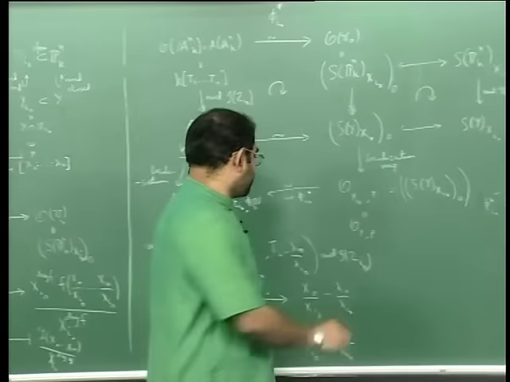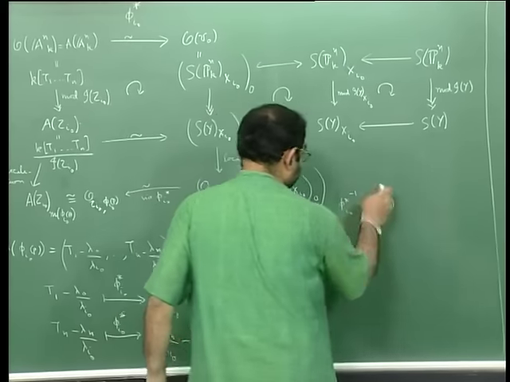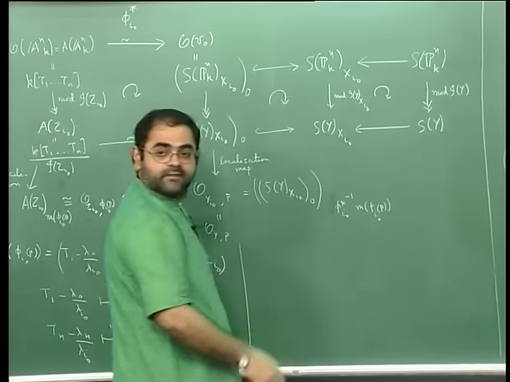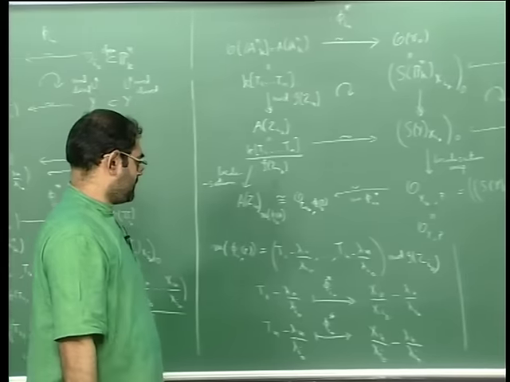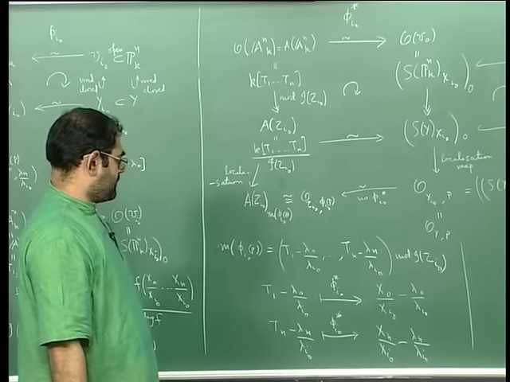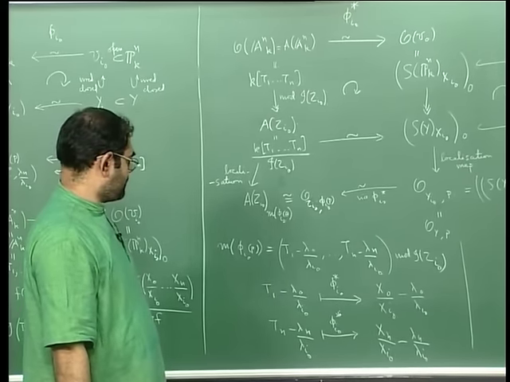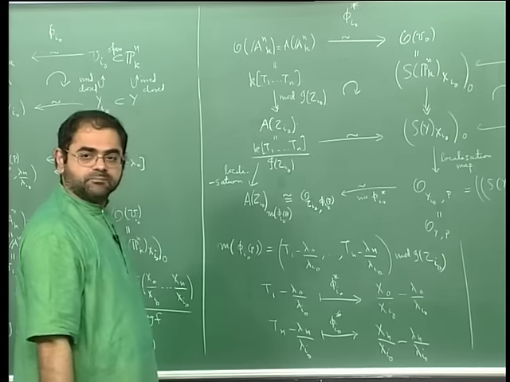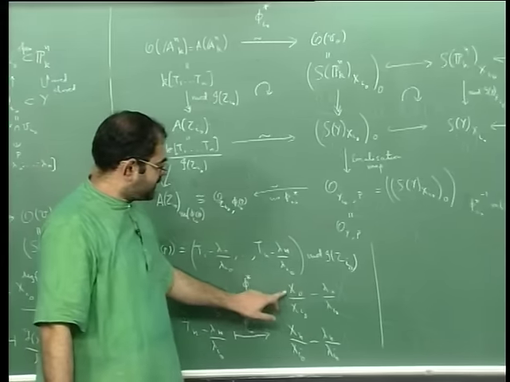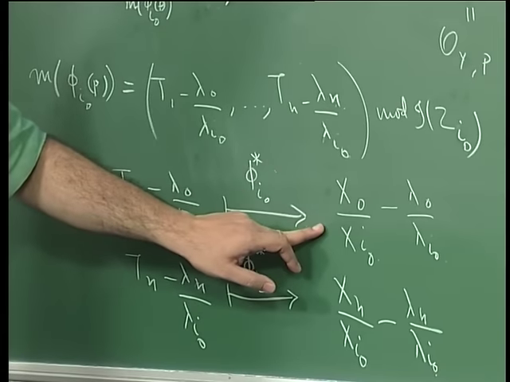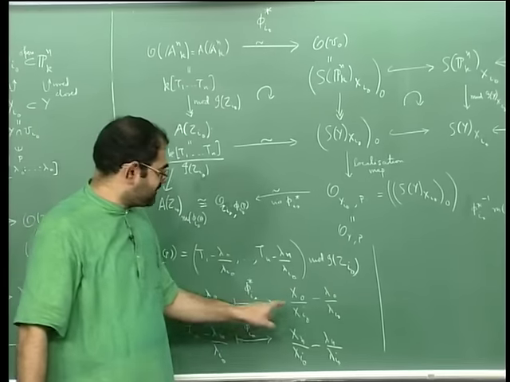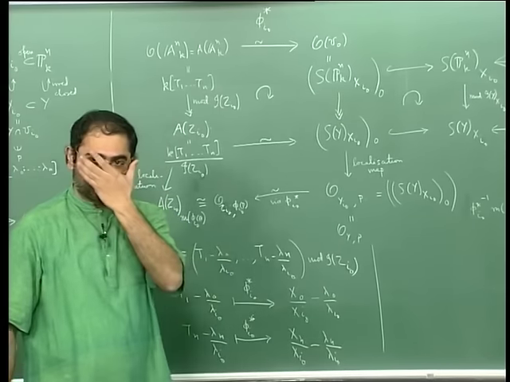Therefore what this calculation tells you is that this ideal is actually, no, x_0 by x_i0 is degree 0 and lambda_0 by lambda_i0 is also degree 0. This is a difference of 2 degree 0 elements, so it is degree 0.